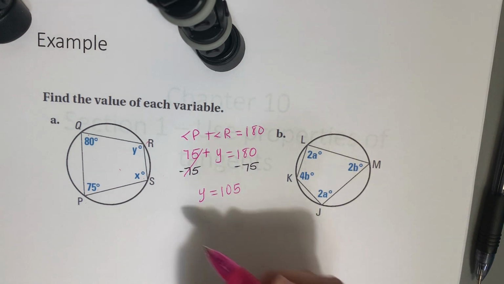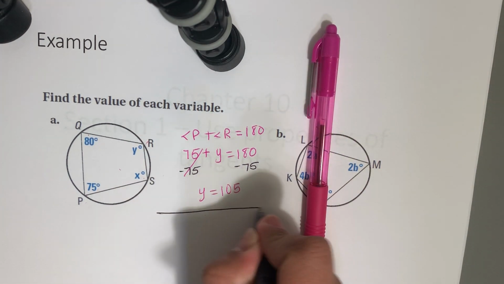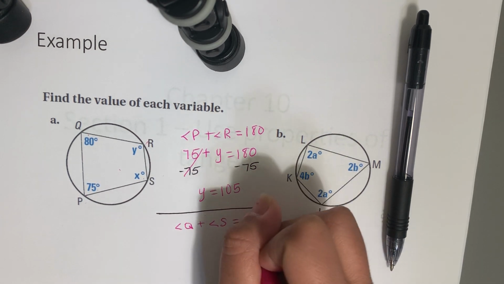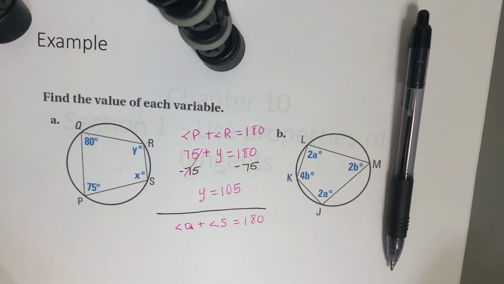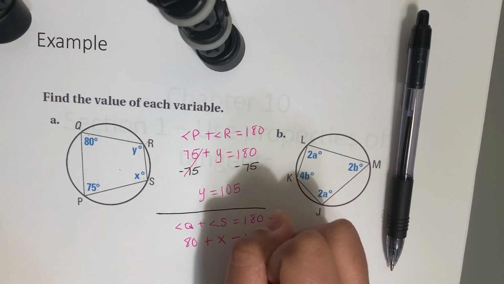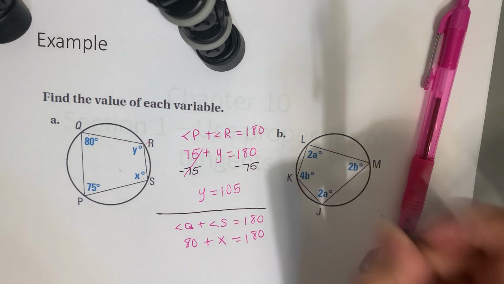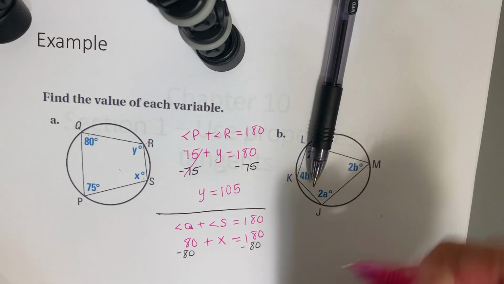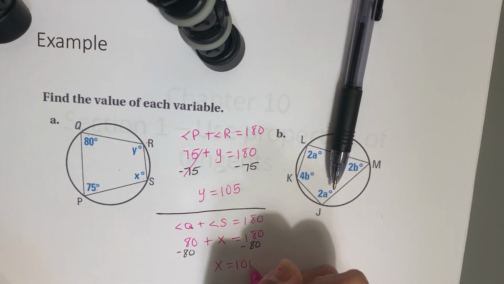And then the next one is Q plus S. And Q is 80 and S is X. And we solve for X. So minus 80, minus 80. X equals 100.